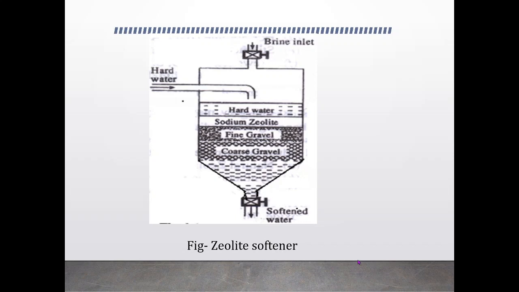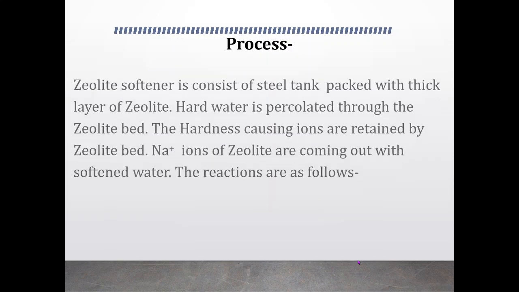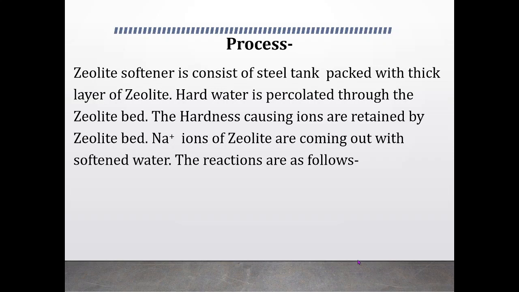After that, this figure shows that the brine inlet is there at the top. Now what is the role of this brine inlet? We will discuss it. What is the process of zeolite? Zeolite softener consists of a steel tank packed with a thick layer of zeolite. Hard water is percolated through the zeolite bed. Hardness causing ions are retained by the zeolite bed. Na+ ions of zeolite come out with the softened water.